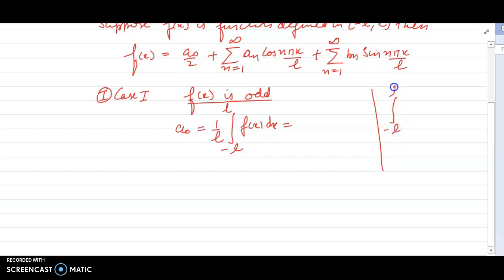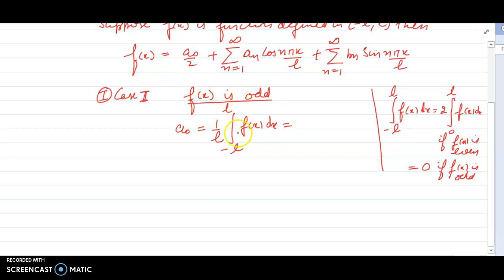Now recall the concept of definite integral that we discussed in lower classes. If interval is minus L to L, integral of f x dx is 2 times integral from 0 to L f x dx if f x is even, and its value is equal to 0 if f x is odd function. Now I have taken the case when f x is odd. If f x is odd, what will be the value of a0? 0. And what will be the value of an?